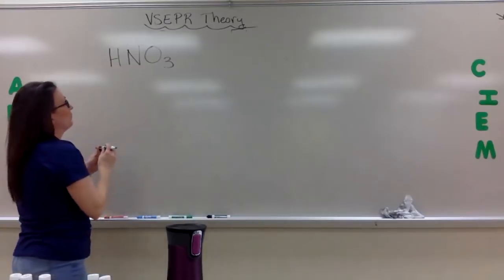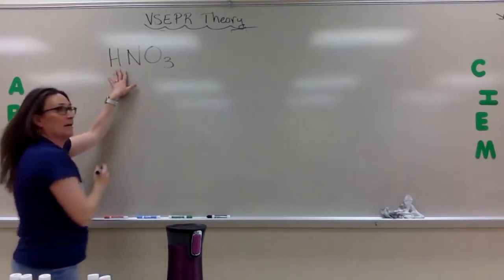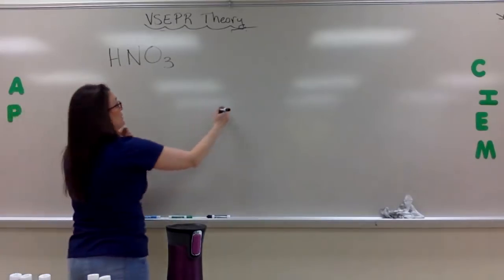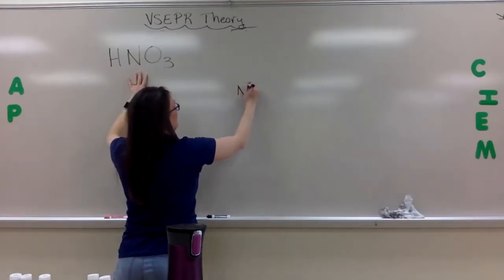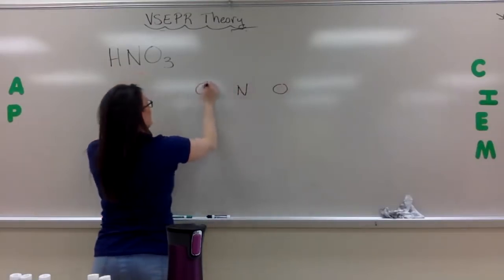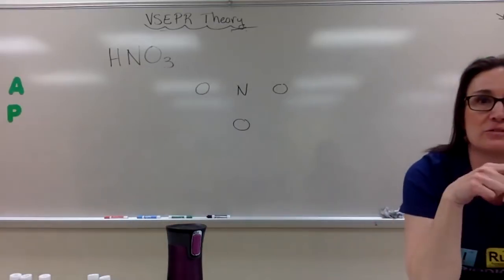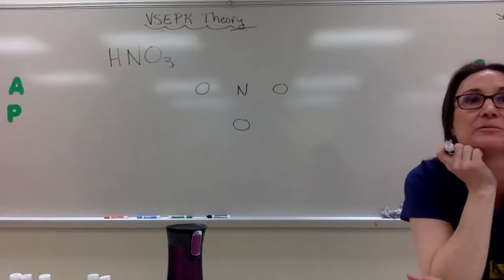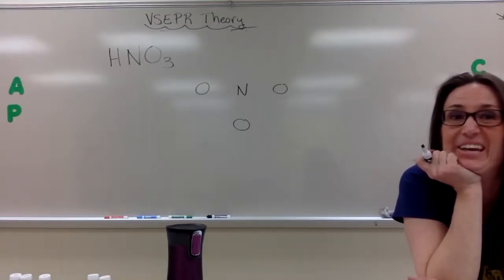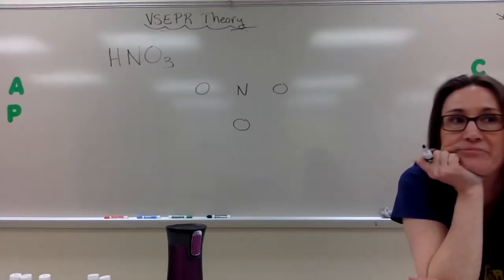So the problem with this one is students didn't know where to put the hydrogen. So the nitrogen is in the middle. The oxygens are on the sides like this. But you can see, where do you think students put the hydrogen? They put it on the end. It doesn't go there.